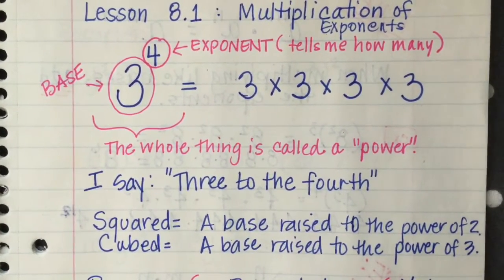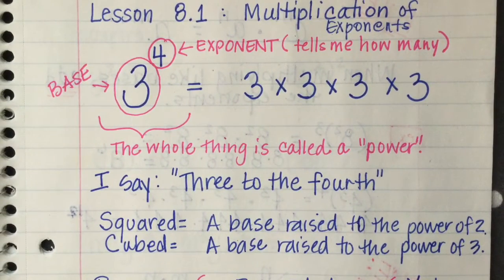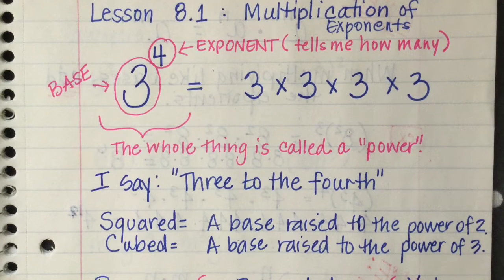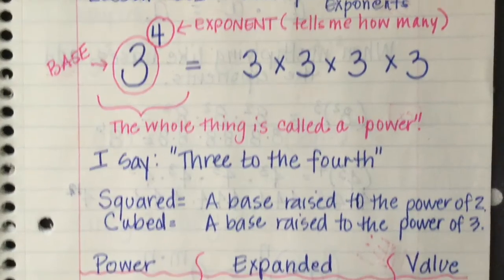If you see or hear the term squared, that just means that the base has been raised to the power of 2. So it might look like 3 as the base and then a little baby 2 up there in the exponent. Cubed would mean that it's raised to the power of 3. Every other exponent, we just use the actual number when we say it out loud.